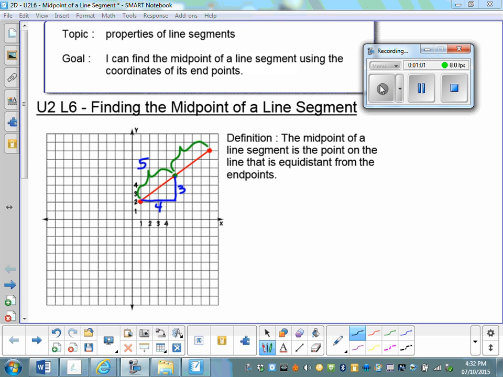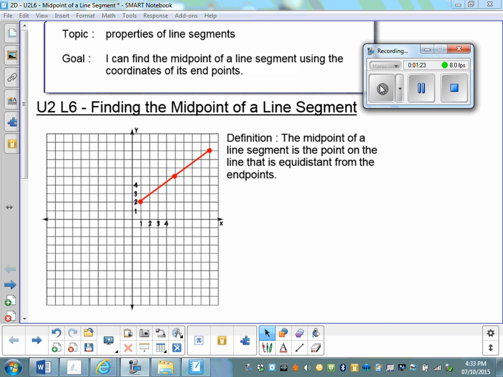And if I did the same thing here, that's 4 and that's 3. So that also has a distance of 5. So obviously that is the midpoint of that line segment. But let's take a look at how the coordinates of the points work here.